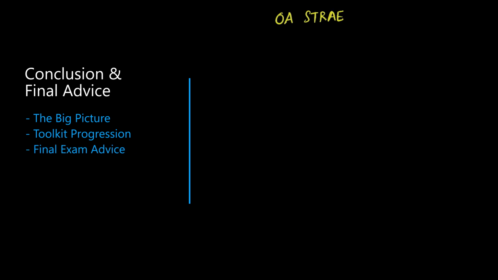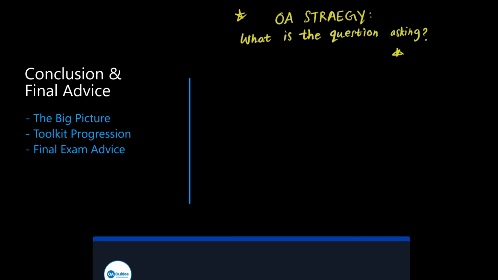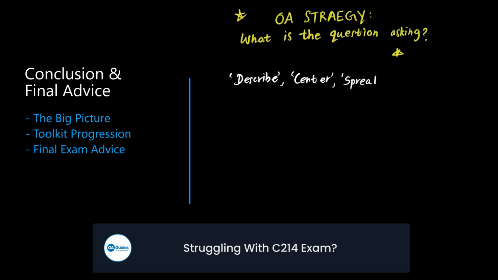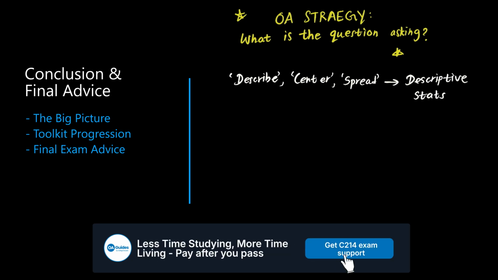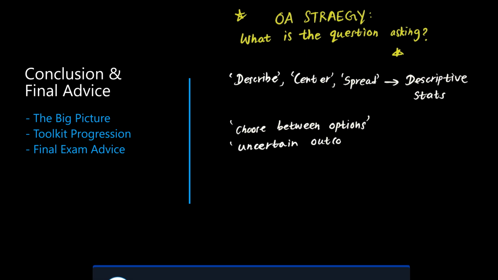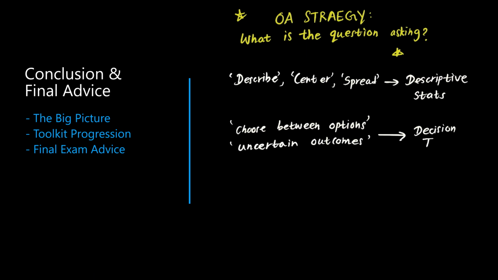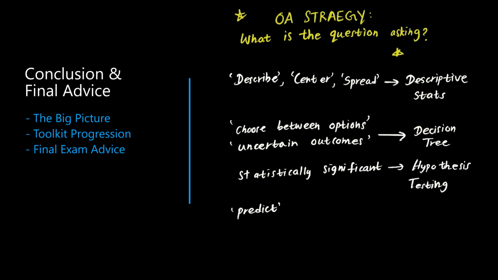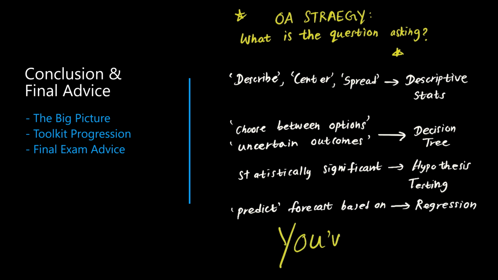When you sit down for your C214 OA, take a deep breath. Read each question with care and ask yourself, what is this question really asking me to do? Is it asking me to describe a set of numbers? That's descriptive statistics. Is it asking me to choose between options with uncertain outcomes? That's a decision tree. Is it asking if a new marketing strategy had a statistically significant impact? That's a clear signal for hypothesis testing. Is it asking me to predict sales based on advertising spending? That's regression. You have learned this toolkit. You understand the logic behind each tool, and you are more than ready to apply it.